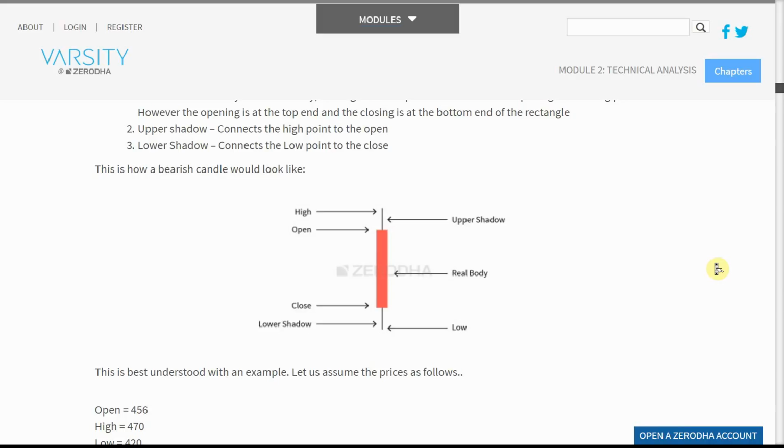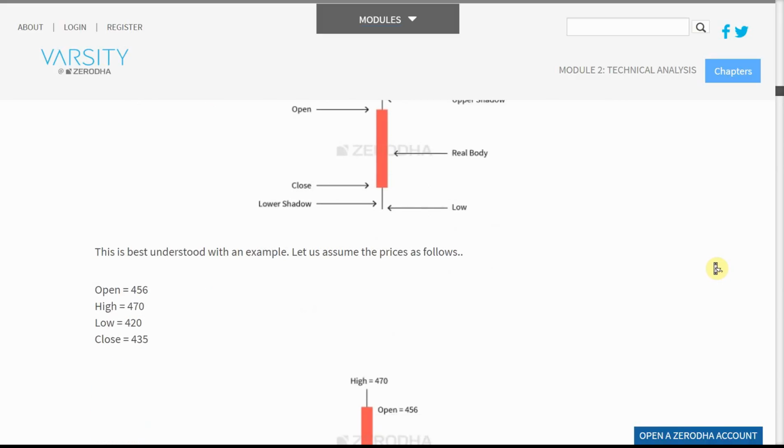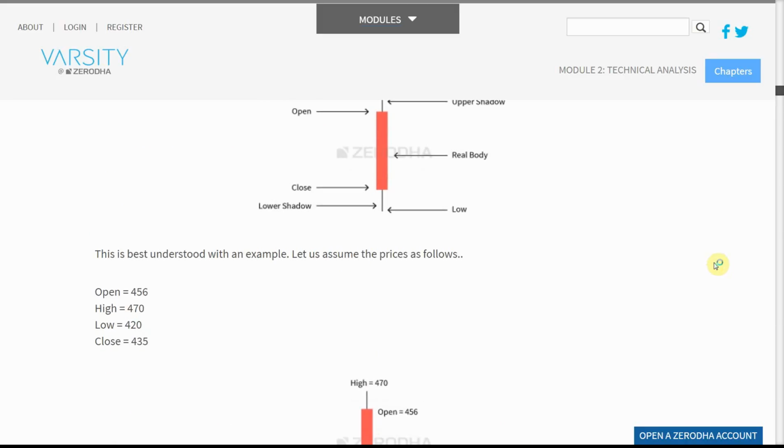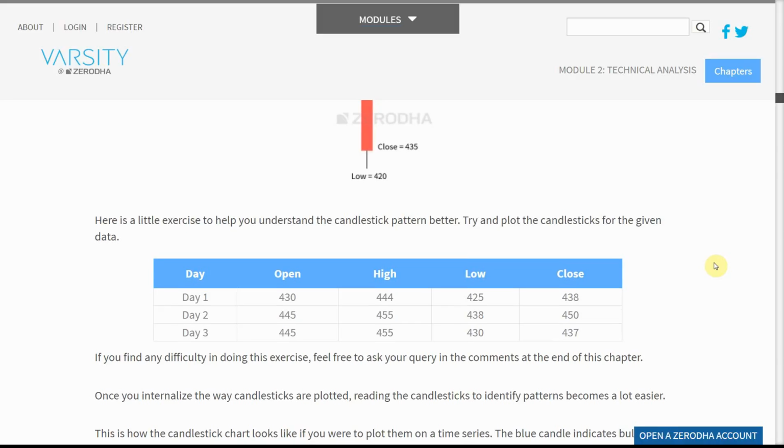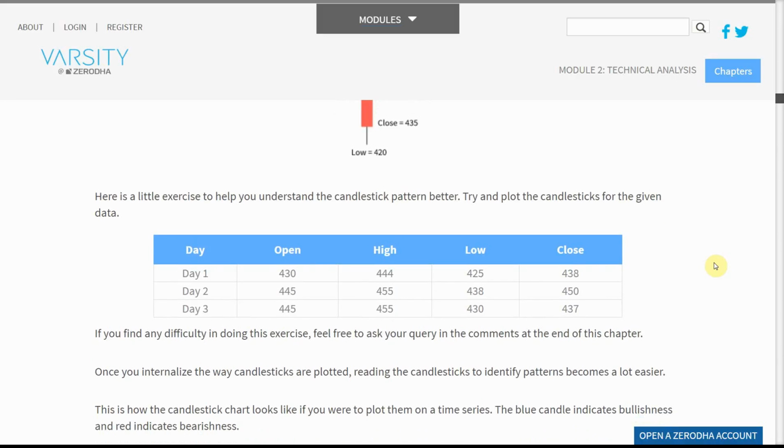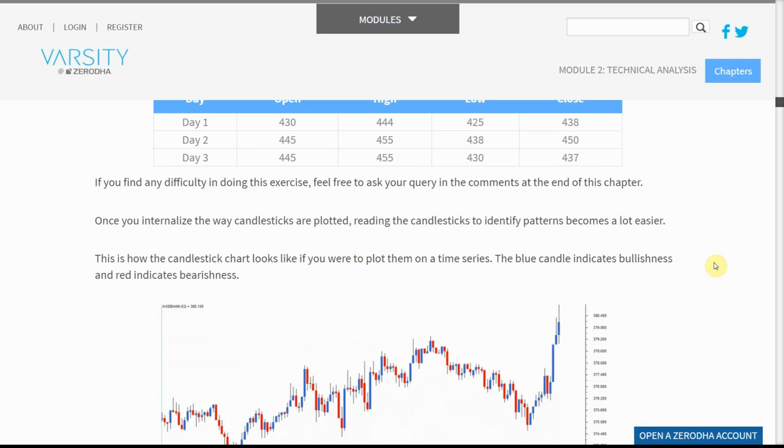Here is a little exercise to help you understand the candlestick pattern better. Try and plot the candlesticks for the given data. Day 1: open 430, high 444, low 425, close 438. Day 2: open 445, high 455, low 438, close 450. Day 3: open 445, high 455, low 430, close 437. If you find any difficulty in doing this exercise, feel free to ask your query in the comments at the end of this chapter.